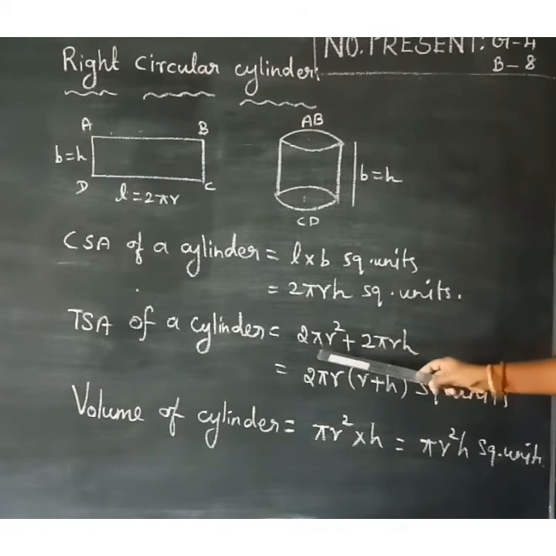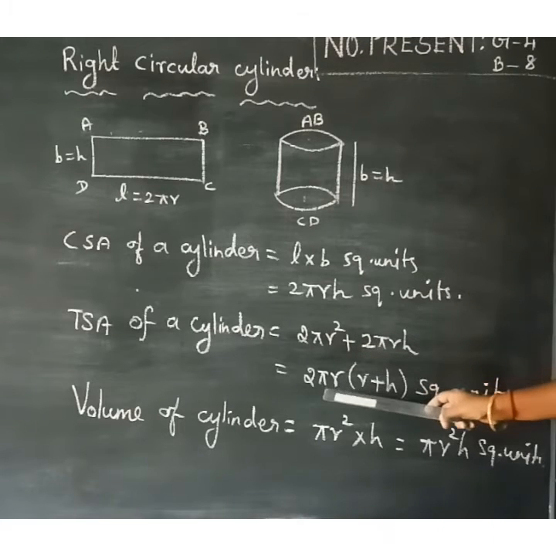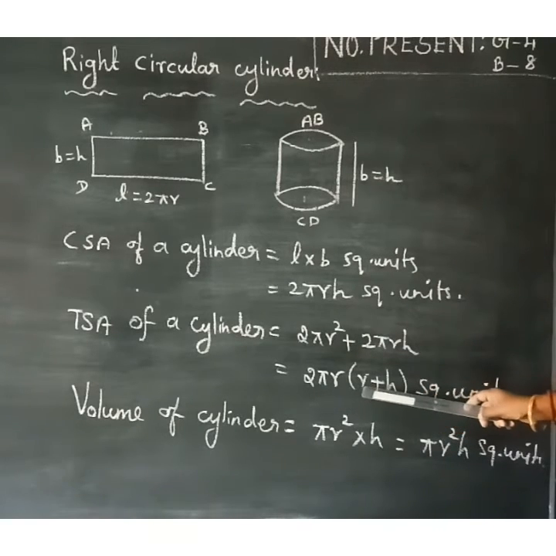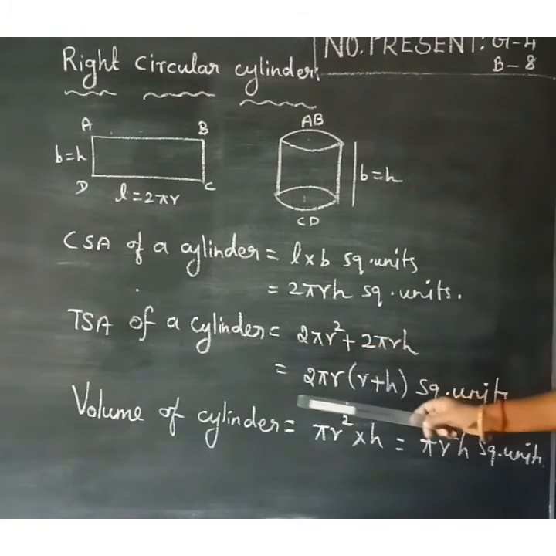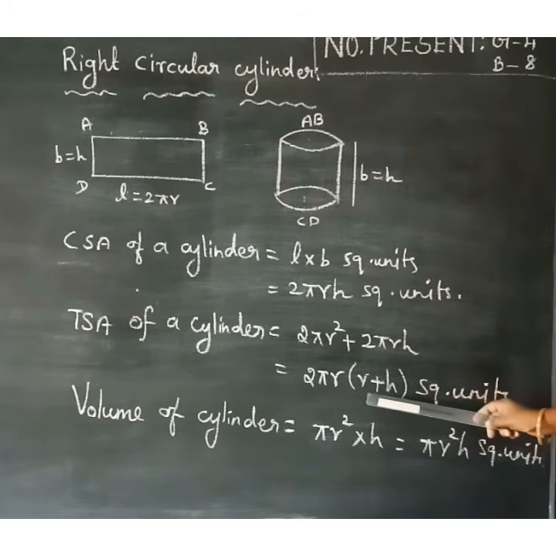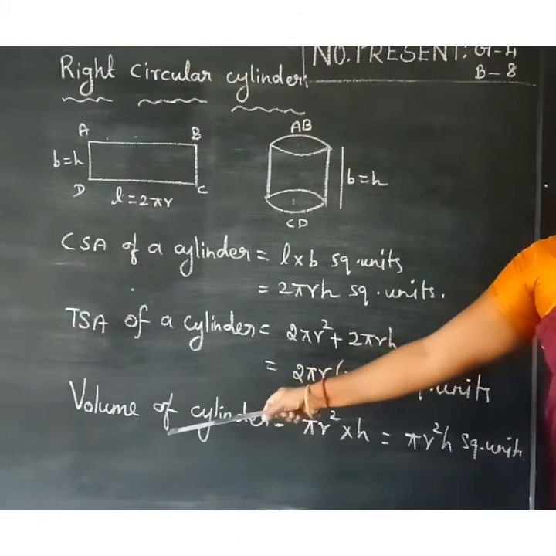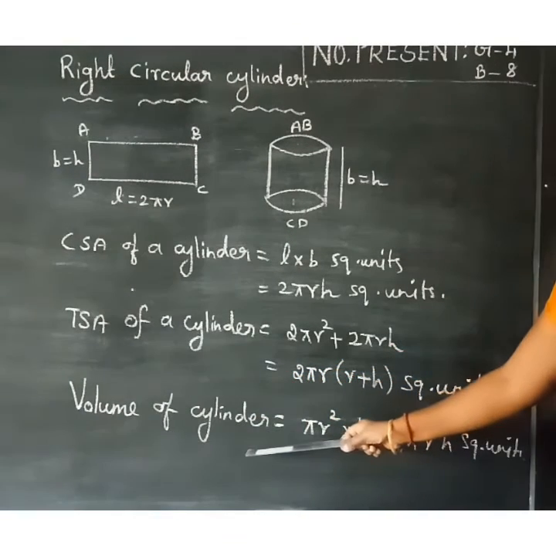So 2 pi r is common for both. So take it outside now. The remaining value is r plus h. Okay. Total surface area of a cylinder is 2 pi r into h plus r square units. Clear ma? Next one, volume of cylinder.